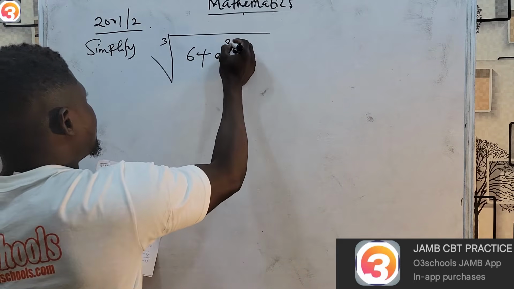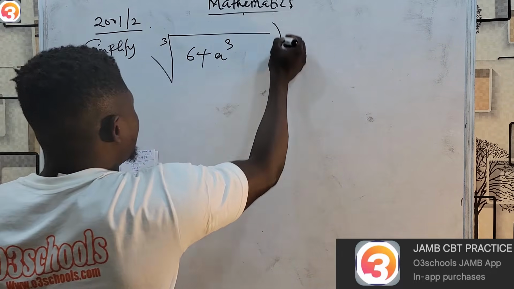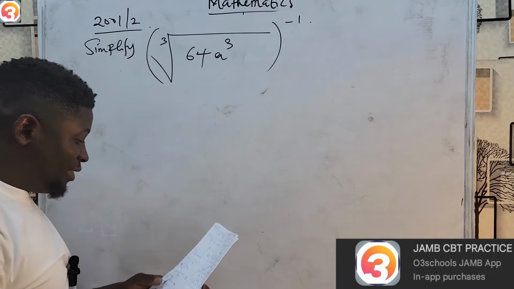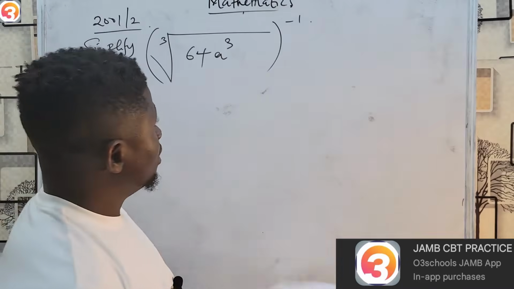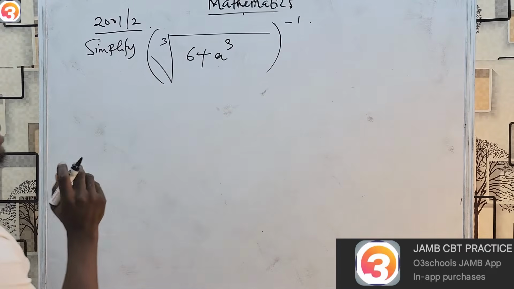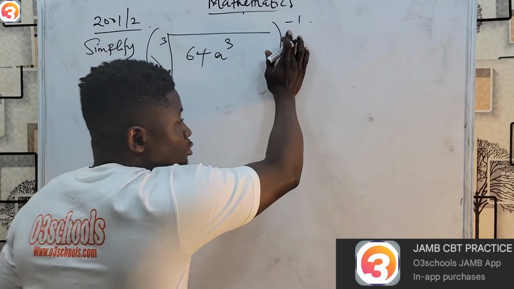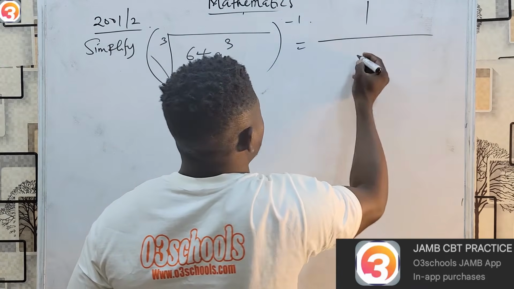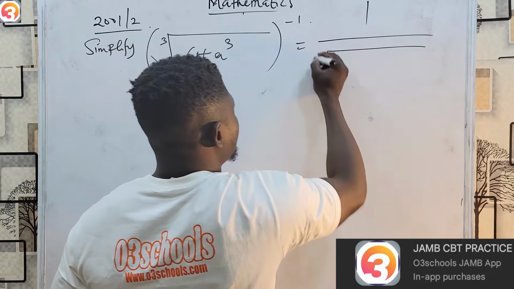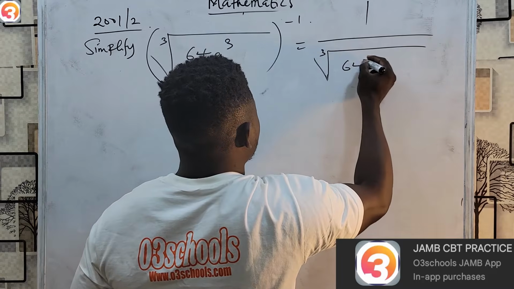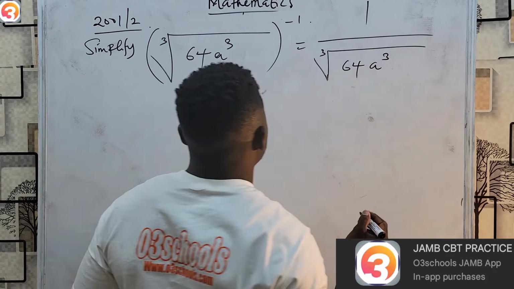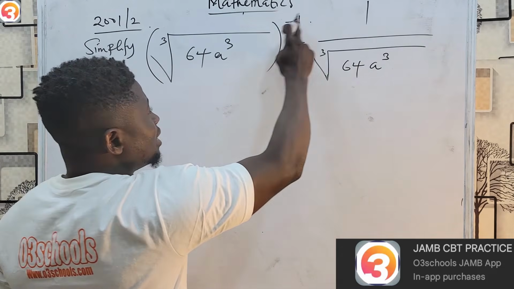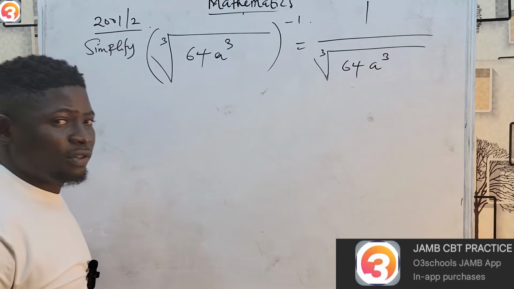64a raised to power 3. But this time everything is raised to power minus 1. So of course, what does this mean? If you have everything raised to power minus 1, it means the same thing as 1 over the third root of 64a raised to power 3. So this minus has been taken away with this one division sign.